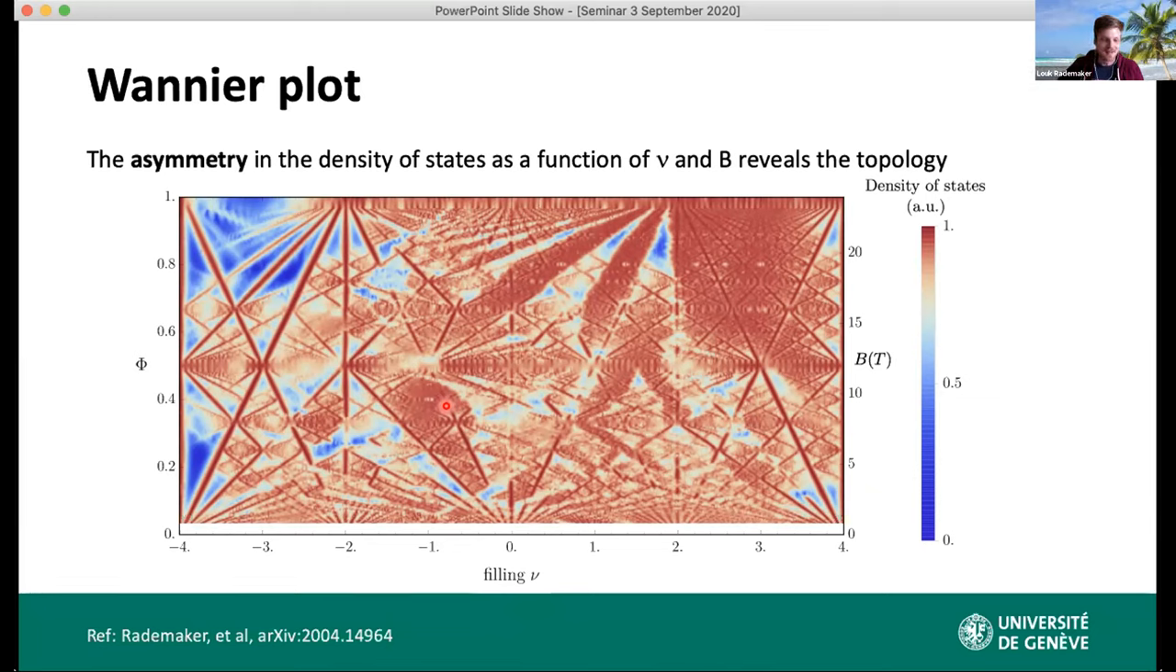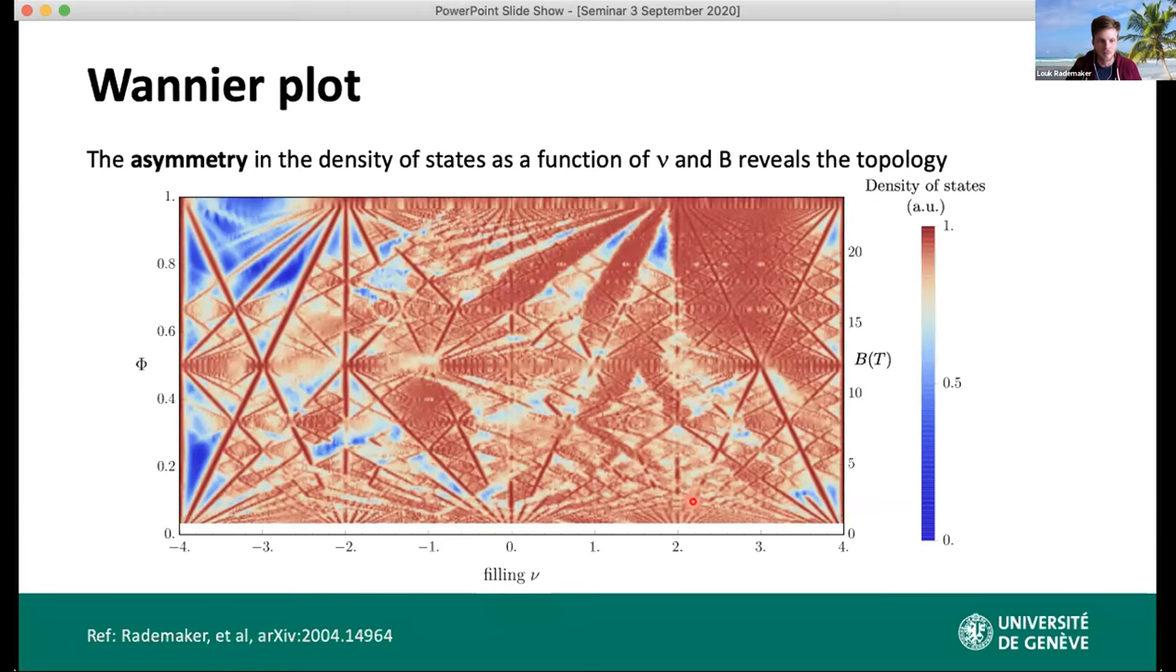But so this Wannier plot is the same information as this Hofstadter butterfly, but this is how you would see it in experiments, highly asymmetric. Part of the system has a low density of states where you can clearly see these Landau levels. Here you have a much higher density of states and much more mixing of them. This asymmetry is a signature of the topological nature of these bands.